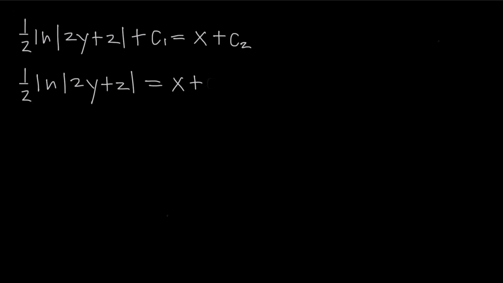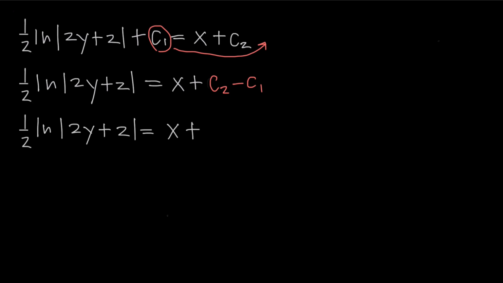The easy first step is to subtract c sub 1 from both sides. Now here's where things start to get tricky. We can actually combine c sub 2 and c sub 1 together and just call the result c. Now think about it. They're both constants. If we knew that c sub 2 was 10 and that c sub 1 was 7, couldn't we just say that c sub 2 minus c sub 1 is 3?